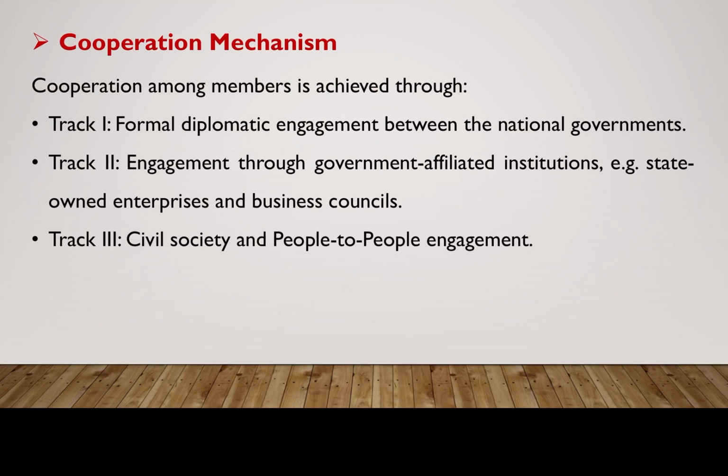Next one, cooperation mechanism. Cooperation among members is achieved through, number one, Track One, formal diplomatic engagement between the national governments. Track Two, engagement through government affiliated institutions, for example, state-owned enterprises and business councils. Track 3, civil society and people to people engagement.